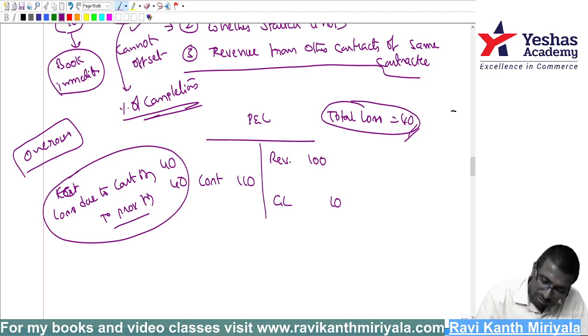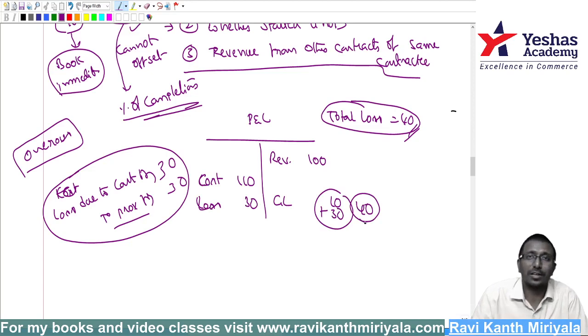Sorry, here it is not 40 rupees. Here I have to say how much? 30. So then I will say loss 30 rupees. This is cost, loss 30 rupees, then totally it will become 40 rupees loss booked in the current year. Okay, that's it.